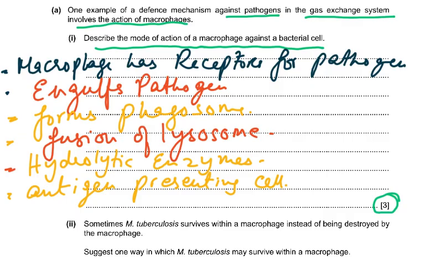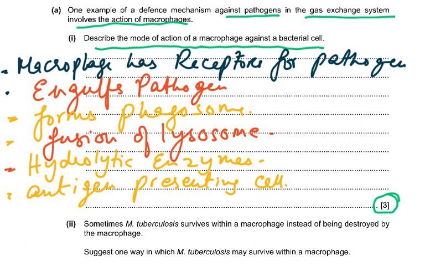The mark scheme is very clear. Macrophage has receptors for pathogen, engulfs pathogen, forms phagosome, then the fusion of the lysosome, then called phagolysosome. You can of course have said that as well. Then hydrolytic enzymes are released which are present in the lysosome. And then finally this becomes the antigen presenting cell. So the antigens are presented on the surface and forms the antigen presenting cell.